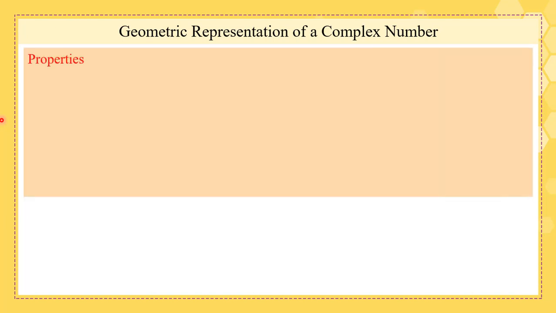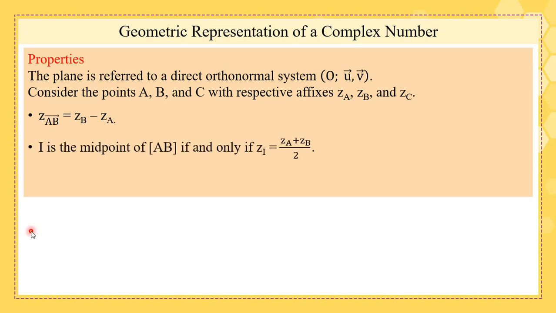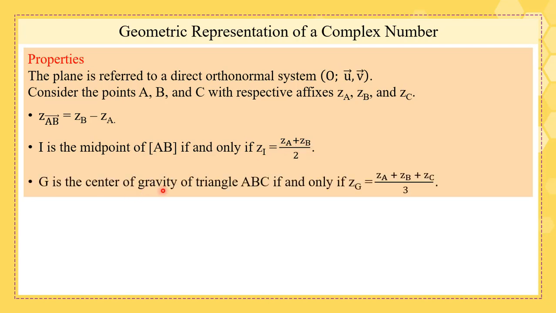Now let's see some of the properties. A, B, and C are 3 points with respective affixes ZA, ZB, and ZC. Z of vector AB would be ZB minus ZA, while I is the midpoint of AB if and only if ZI is (ZA plus ZB) over 2, and G is the center of gravity or centroid of triangle ABC if and only if Z of G is (Z of A plus Z of B plus Z of C) over 3.